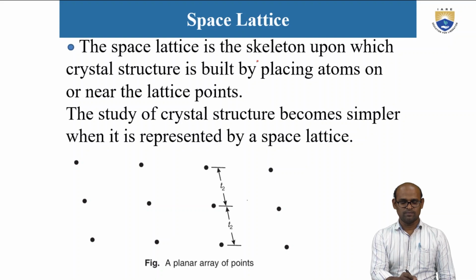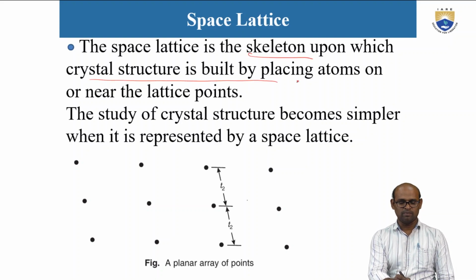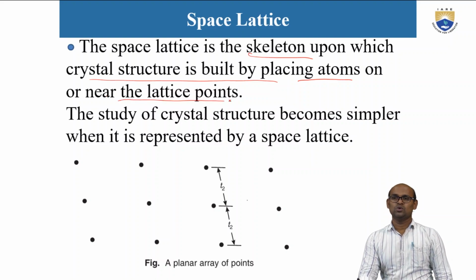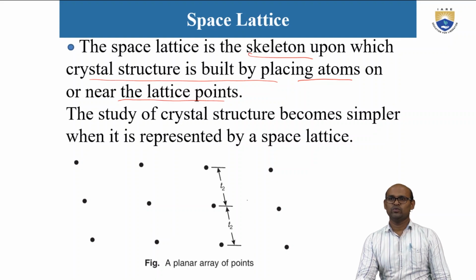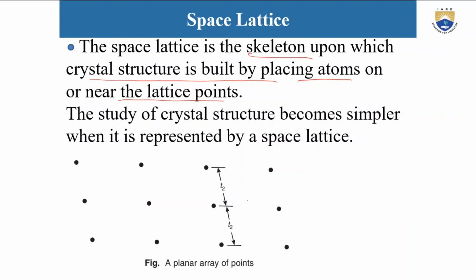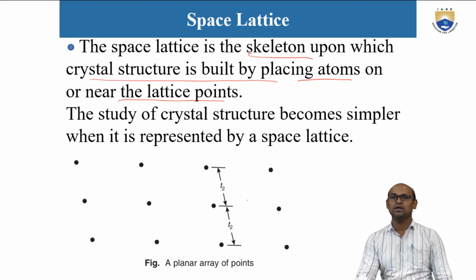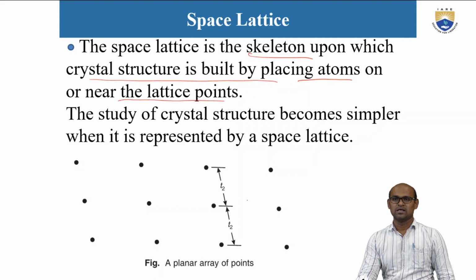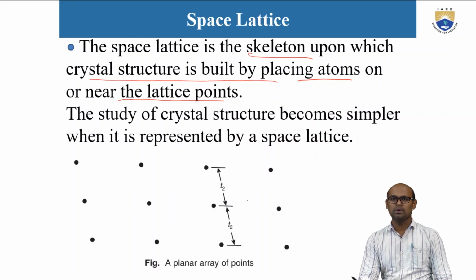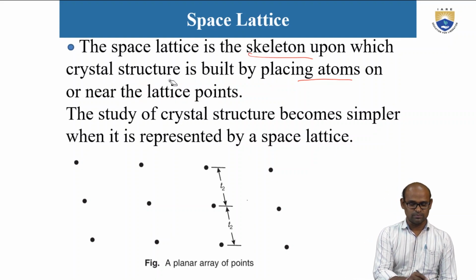Space lattice is the skeleton upon which crystal structure is built by placing atoms on lattice points. You can imagine that you represent the mean position of atoms by a point, and then you generate the lattice, and these lattice points are nothing but the atoms. That is how you generate this space lattice. The study of crystal structure becomes simpler when it is represented by a space lattice. If we represent the atoms of a solid or a material by this lattice, it is easier to understand the crystal structure.